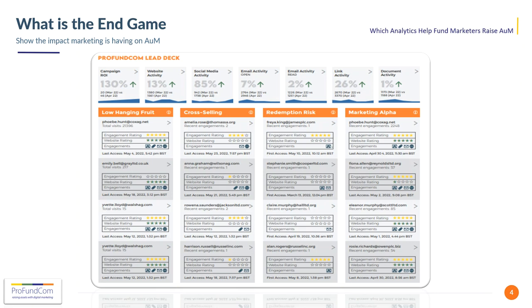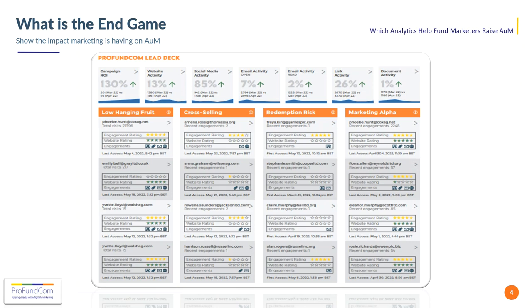We've then got the ability to look at which investors are not engaged with you. So who are the investors that potentially are at risk of redeeming? So we've got the ability to collect that data in real time. And the concept of marketing alpha.